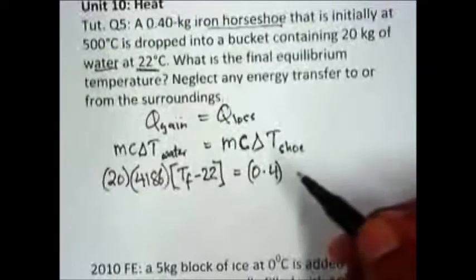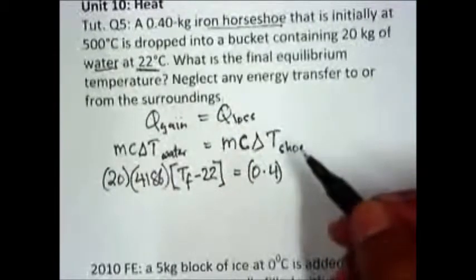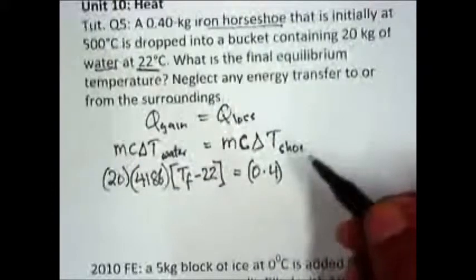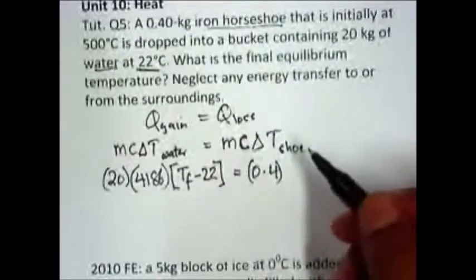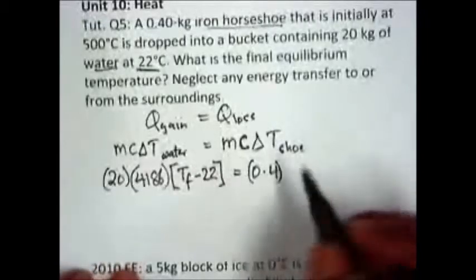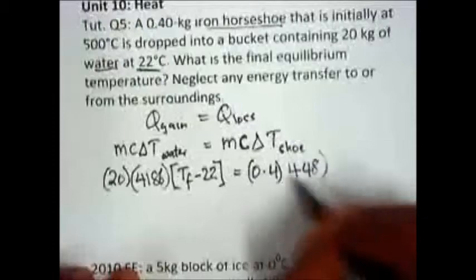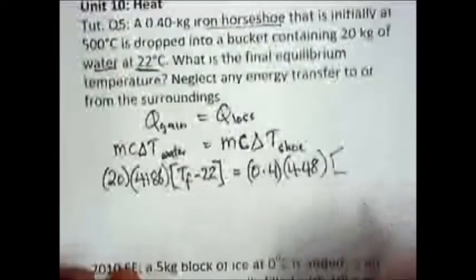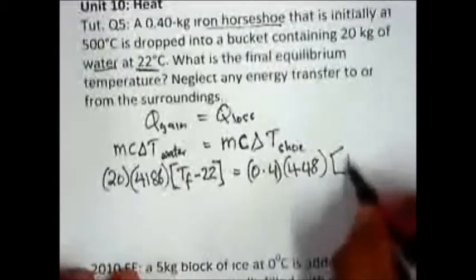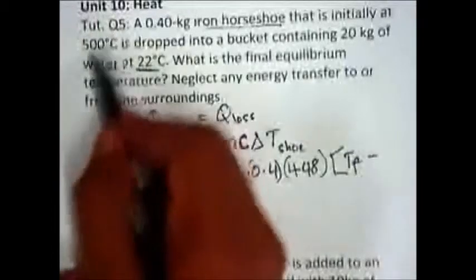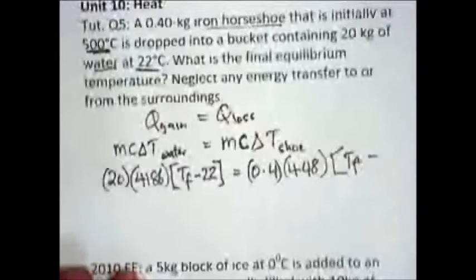Let me just check the heat capacity of the iron. It's about 448, and the change in temperature for this one again will be final temperature minus the initial temperature, which is 500 for the horseshoe.